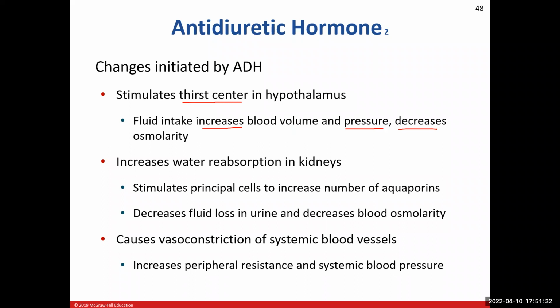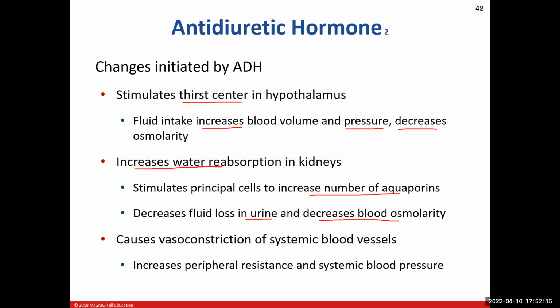We'll also see in the kidneys that we are going to increase our water resorption. How does this work? Well, the principal cells are going to have an increased number of aquaporins inserted into the plasma membrane. That increase of aquaporins will allow water to move much more easily across those cells and into our blood. And so we'll see a decrease in the amount of fluid in our urine. And of course, since we are retaining the water in our bloodstream, we'll also see a decrease in our blood concentration, or a decrease in our osmolarity in the blood.